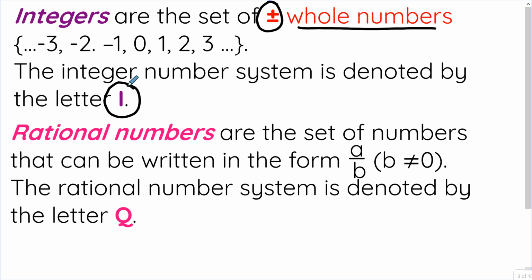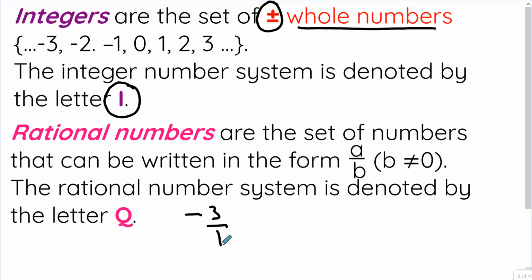Then came rationals. This is where we start to introduce fractions and decimals. Rational numbers are any number that can be written as a fraction, a over b, where b is not 0. It's important to note that I can write an integer as a rational number, for example, -3, just by putting it over 1.